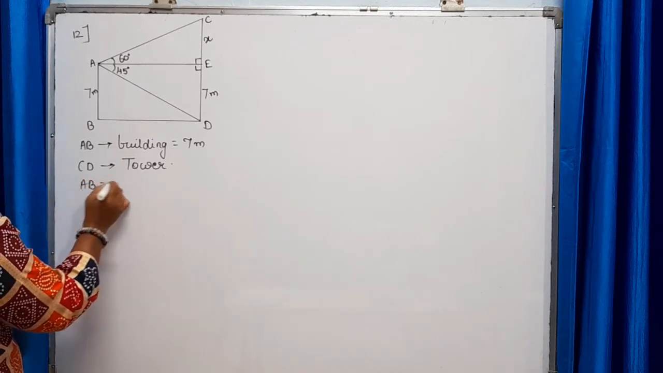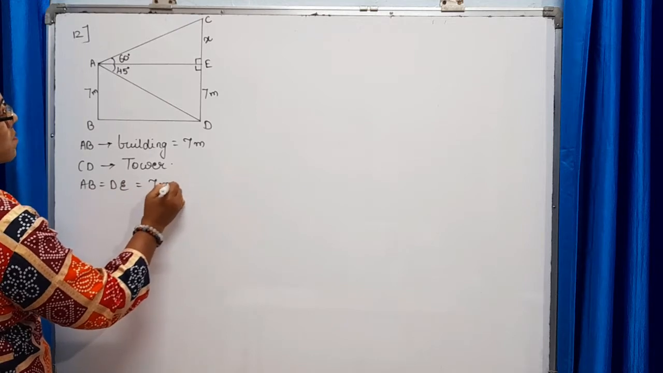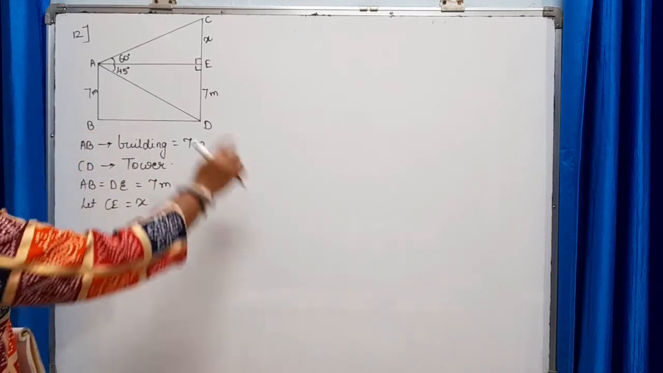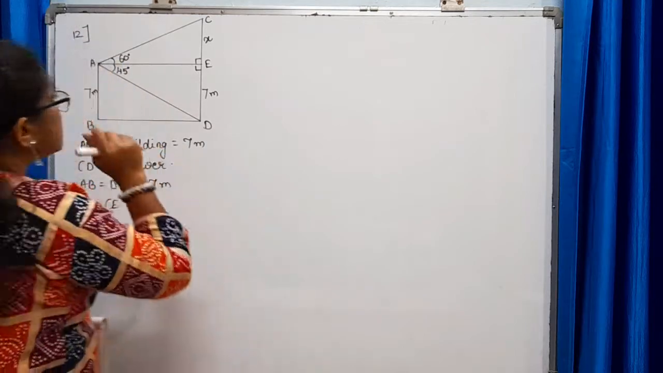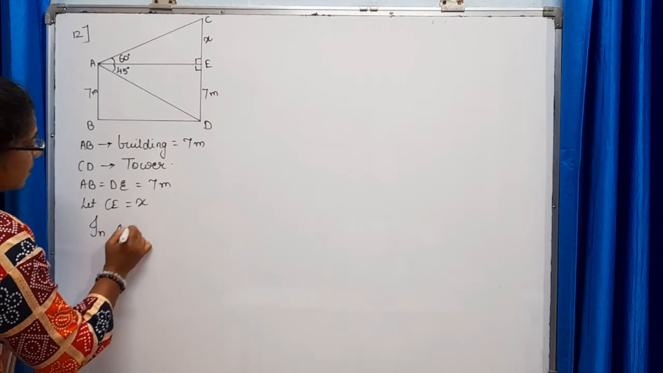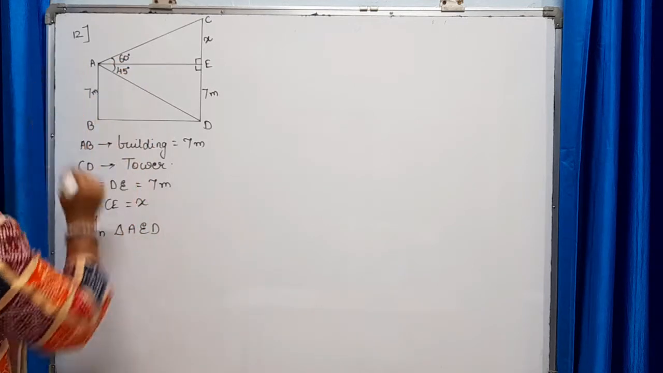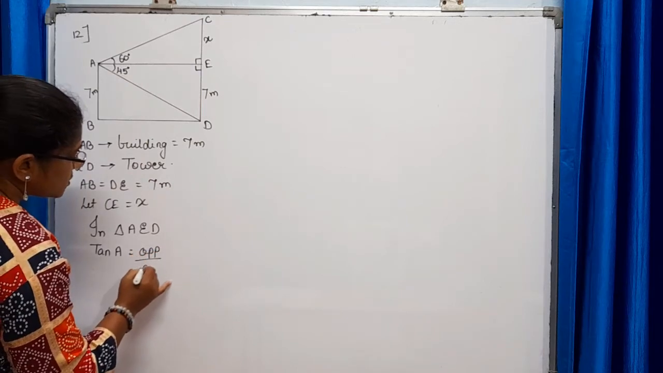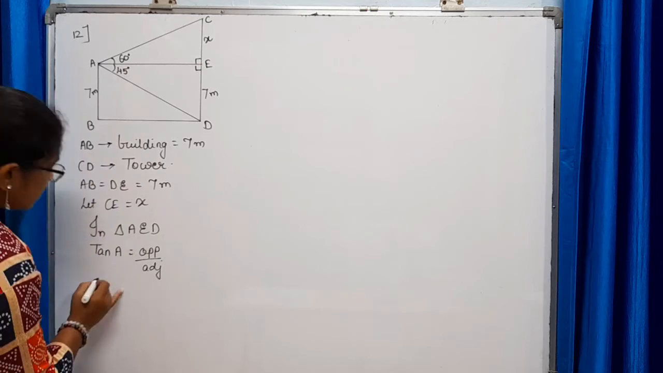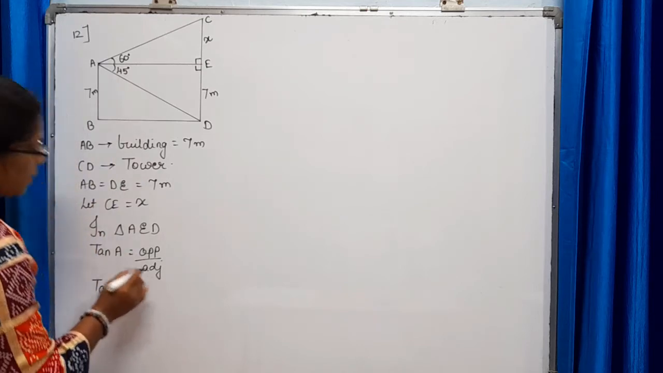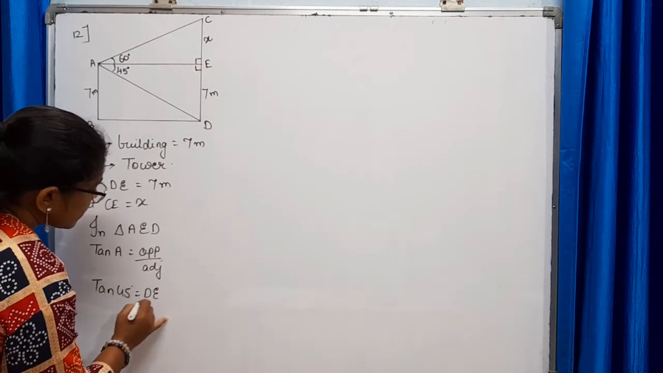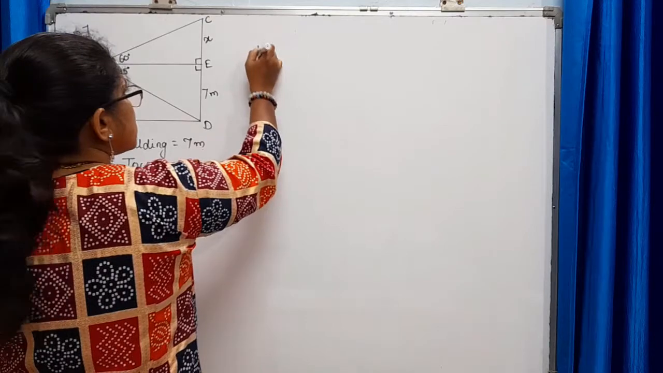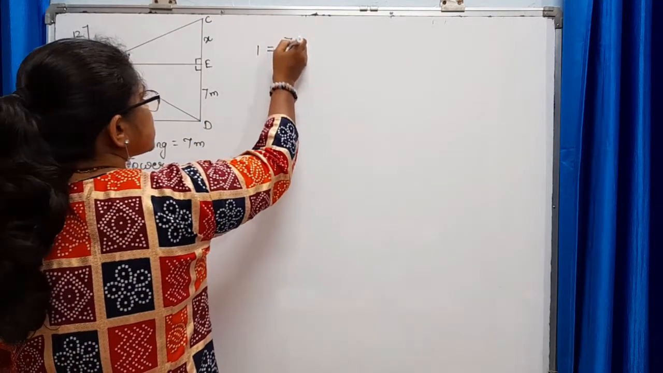Now AB is equal to DE is equal to 7 meters and let CE is equal to X. Now first we will consider triangle AED. In the triangle AED, tan A is opposite side upon adjacent side. Measure of angle A is 45. Opposite side is DE and adjacent side is AE. Tan 45 is 1, which is equal to DE, that is 7, upon AE.